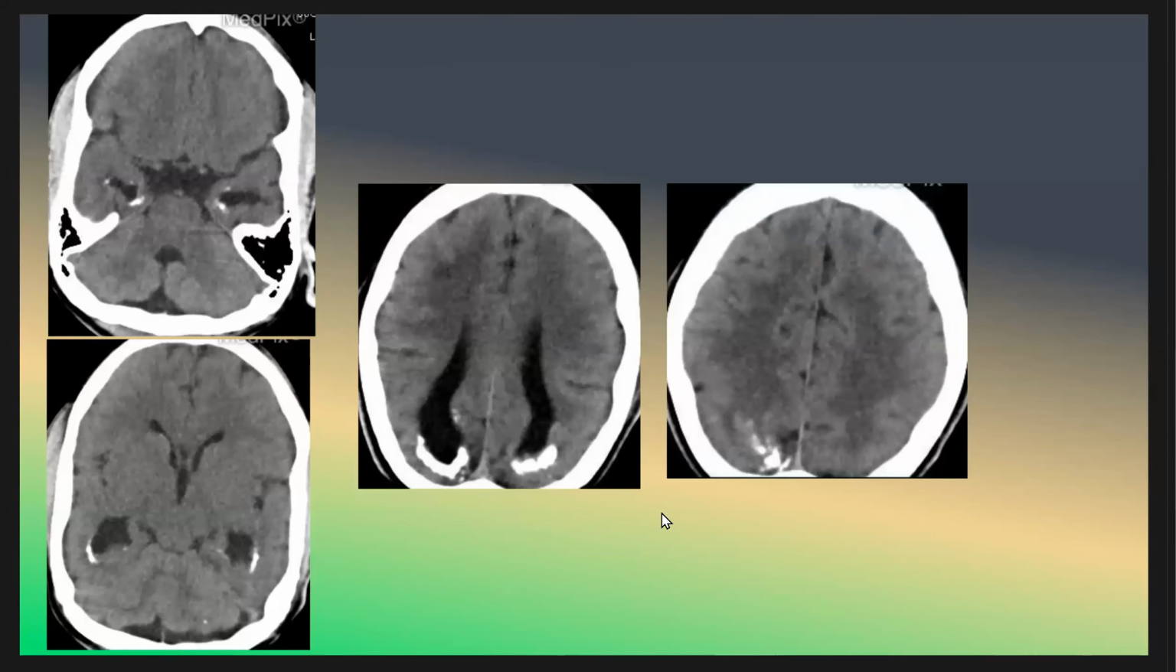This patient, what do you think? This patient is 14 years old with neurodevelopmental delay. What do you think? We have dilatation of the ventricles and bilateral symmetrical calcification in the periventricular region. And this is a classic case of congenital cytomegalovirus infection.